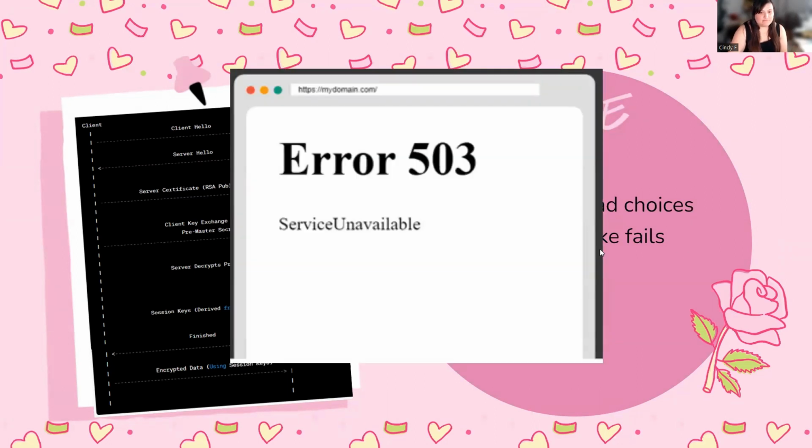And when the handshake fails, you're probably thinking, well, what happens? When a handshake fails, the connection is terminated and the client receives a 503 server unavailable error.